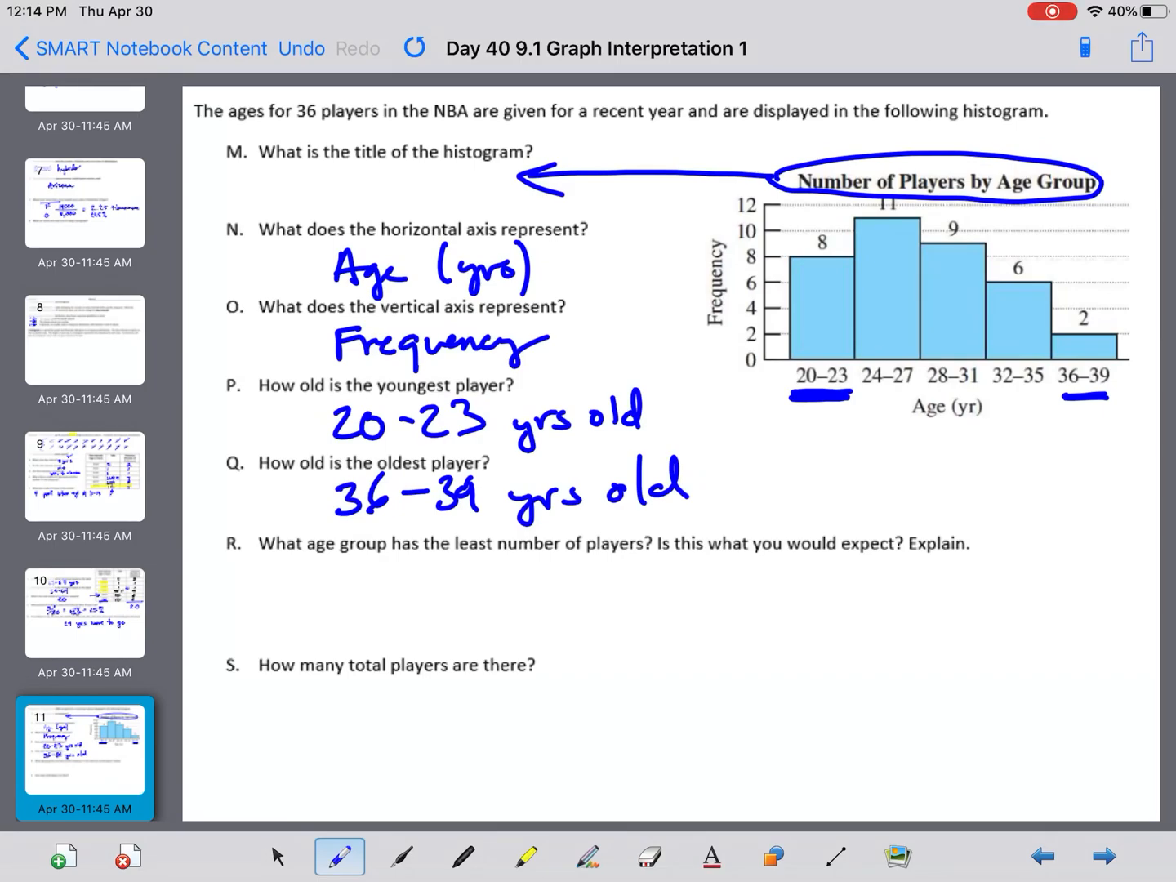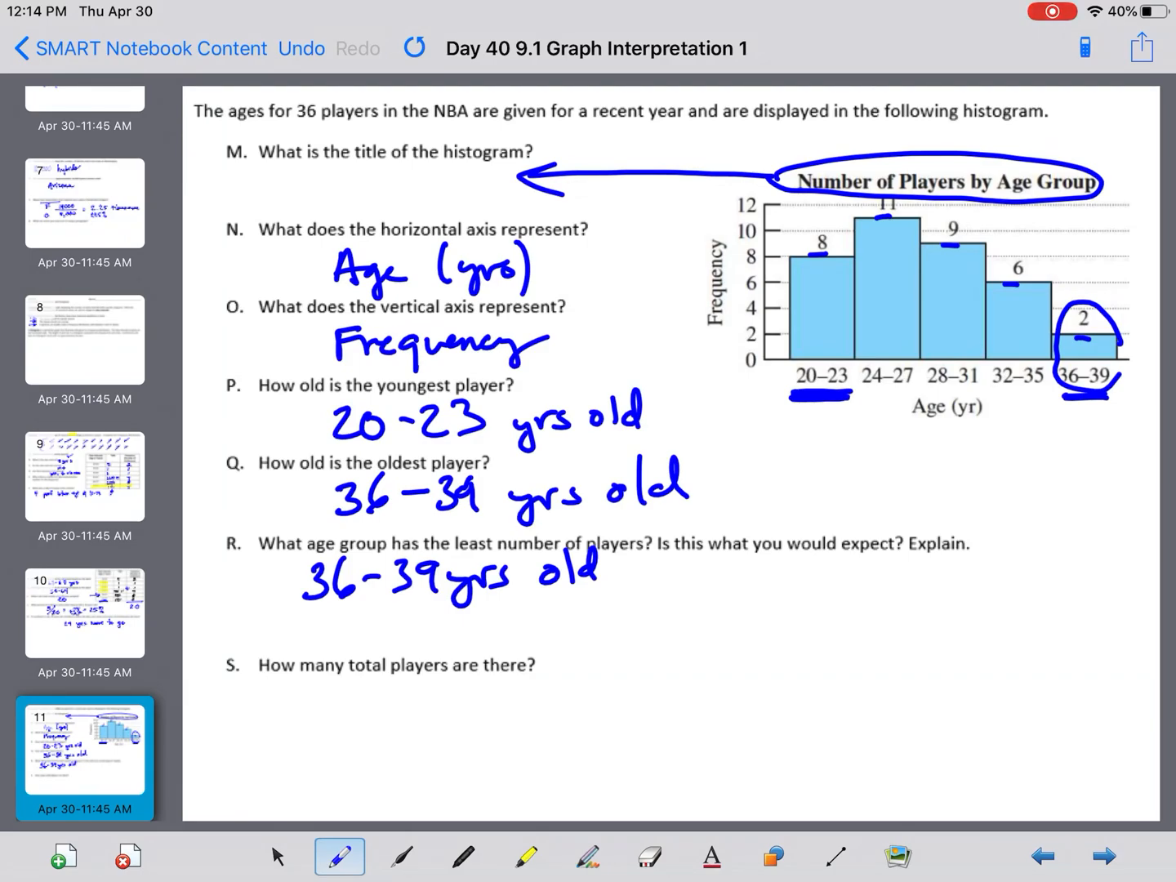And what age group has the least number of players? Well, looking at my histogram right here, I can read the frequencies. Notice they also are really nice, and they put the frequencies on top of each of the bars to make it really easy to read. So I can either look for the smallest number, or I can look for just that shortest bar. So my shortest bar over here is going to be this older age group. And I would say this is probably what I expect, because professional athletes typically run on the younger age group. And so I would expect fewer NBA players to fall into this older age group category.